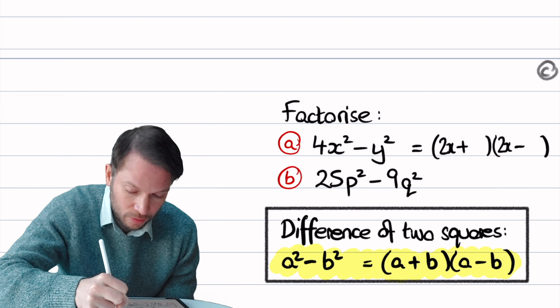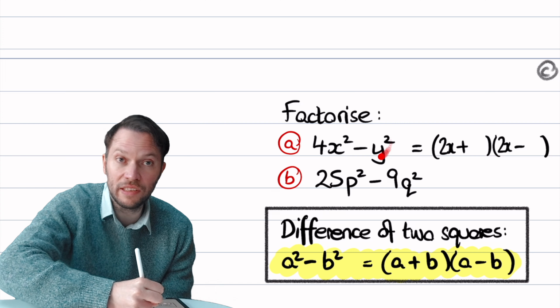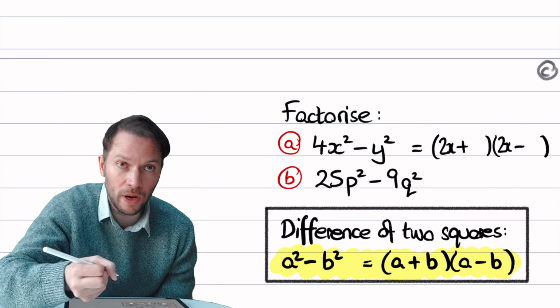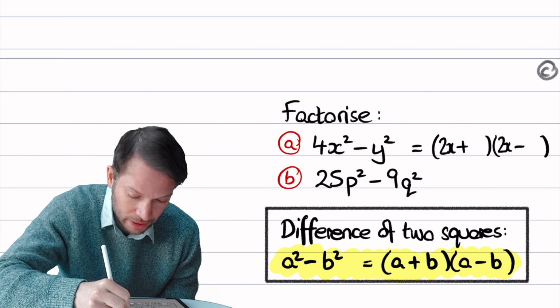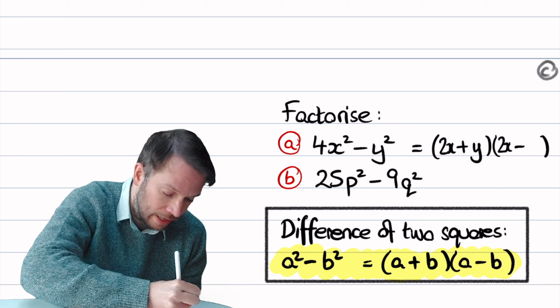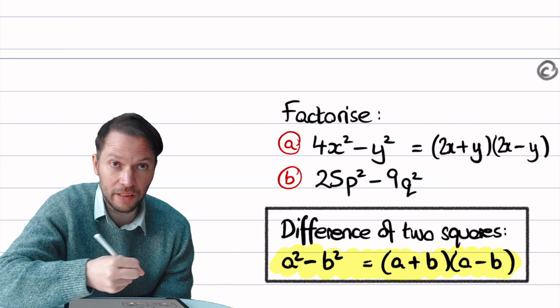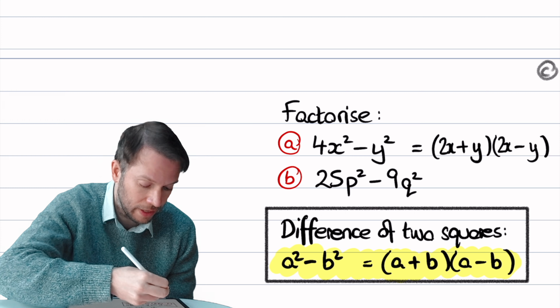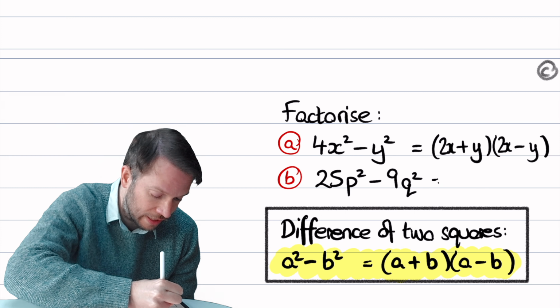And then what's the square root of the second term, the y squared? Well, it's just y, because y multiplied by itself will give you y squared. So you put y as the second term of each bracket. So that is the final factorisation of that difference of two squares. What about the second one?